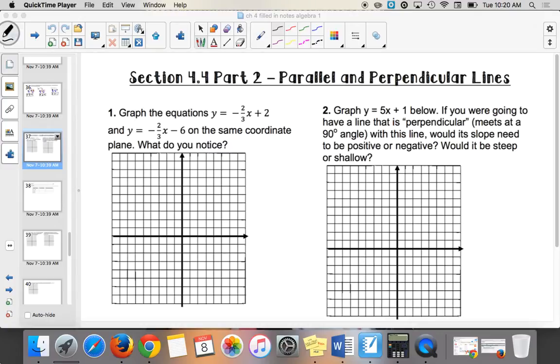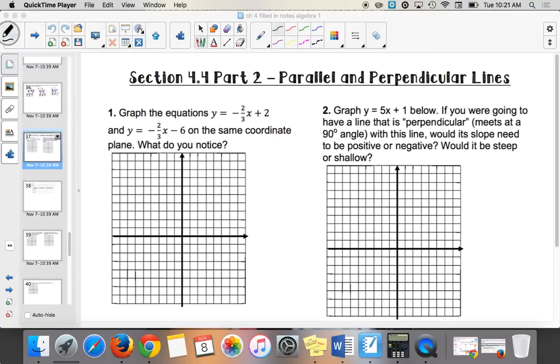For part 2. So remember I said that I was breaking this section apart because it's kind of a long one, but we're going to now talk about parallel and perpendicular lines. So it says graph the equations y equals negative 2/3 x plus 2 and y equals negative 2/3 x minus 6 on the same coordinate plane. What do you notice? Okay, so we talked about graphing using slope-intercept form yesterday.